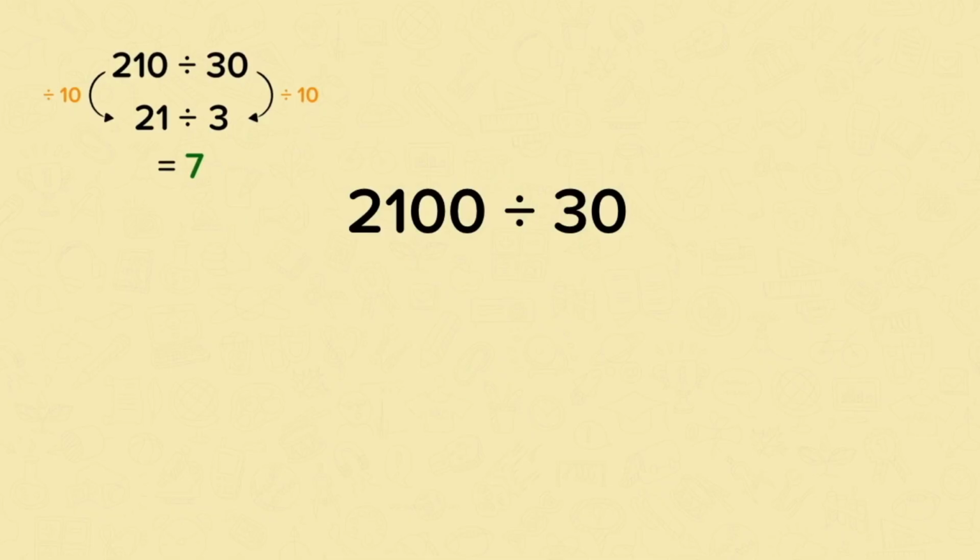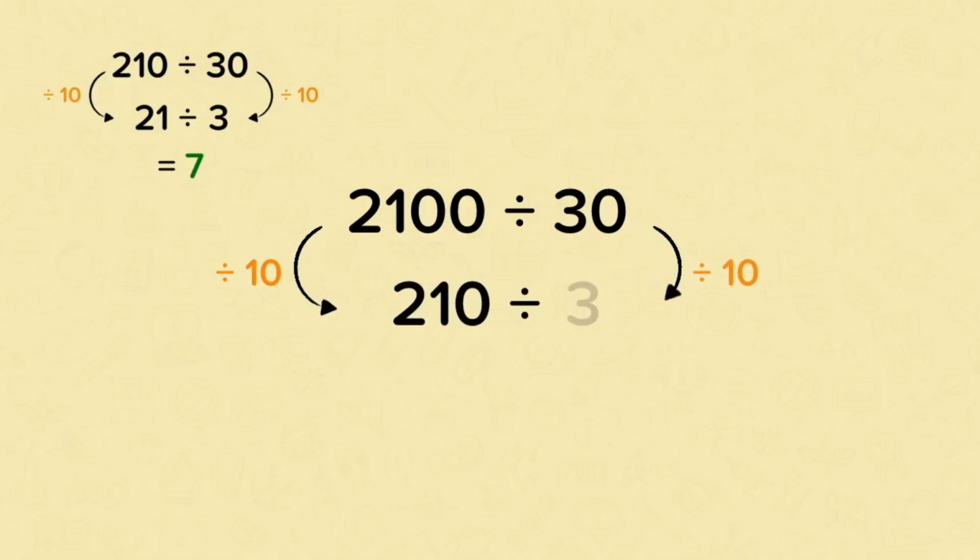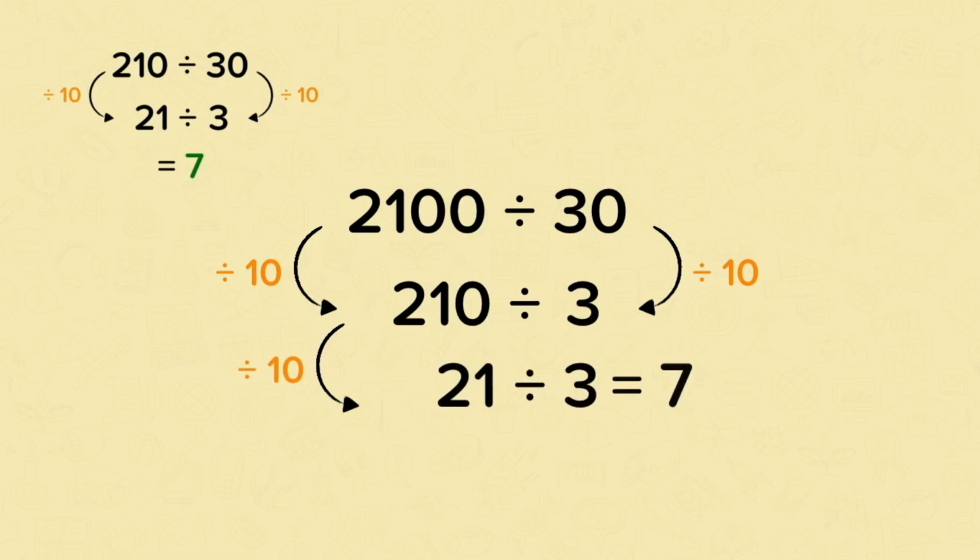Let's now look at 2,100 divided by 30. To work out 2,100 divided by 30, first we can divide both 2,100 and 30 by 10 to get 210 divided by 3. 210 is a multiple of 10, but 3 is not. So we can divide 210 by 10 again, but not 3. Divide 210 by 10 to get 21, giving 21 divided by 3 equals 7. We need to remember to multiply the answer by 10, because we only divided the dividend by 10. 7 times 10 equals 70. So 2,100 divided by 30 is 70.